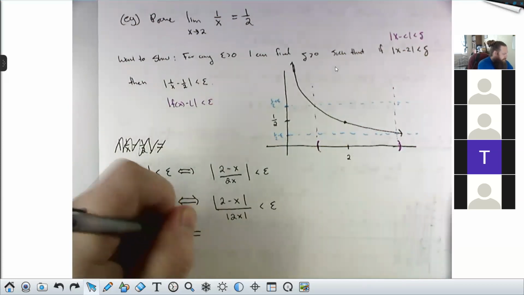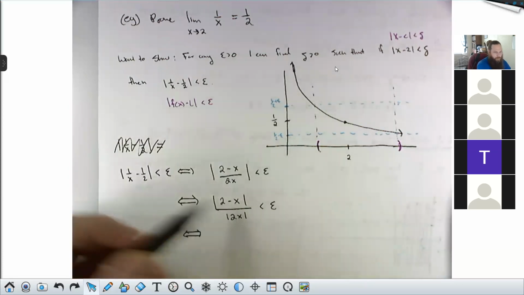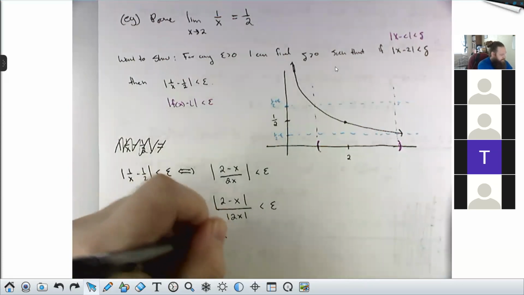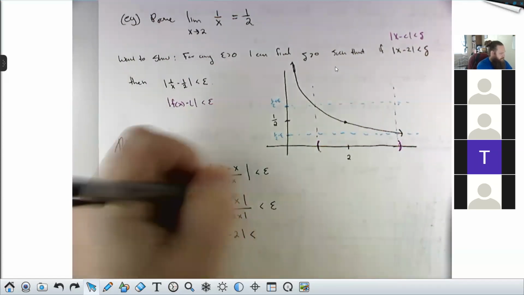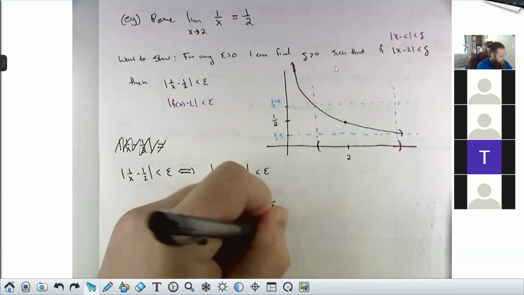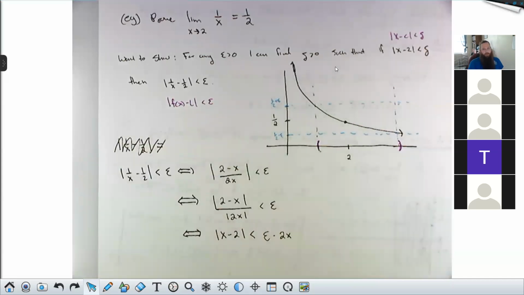And that's the same thing as, I'm going to do two things here. First, the absolute value of 2 minus x is the same as the absolute value of x minus 2. And then I can multiply over by the 2x. So I get epsilon times 2x. Now, what I don't want is my delta to depend on x. Delta is allowed to depend on epsilon, but it's not allowed to depend on x.